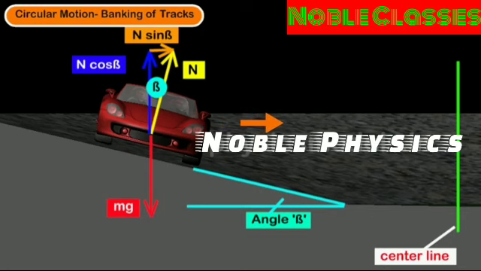N sin beta is unbalanced. There's nothing to balance it. So that is the one which provides the centripetal force to keep the car going in a circle, and you can see the orange arrow that moved from left to right.